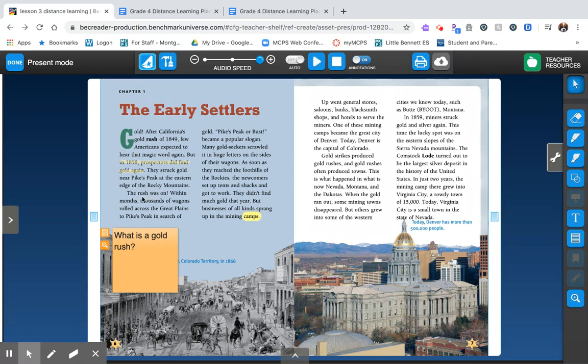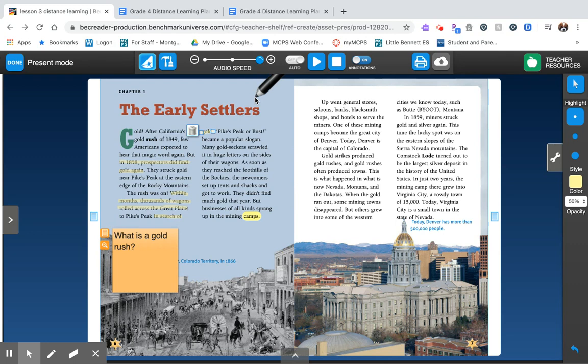The word rush is used again in the beginning of this paragraph. This tells me that it could be an important detail. And I learned that within months, thousands of wagons rolled across the Great Plains in search of gold. I'm going to highlight this sentence as important because it explains how many people rushed to find the gold.